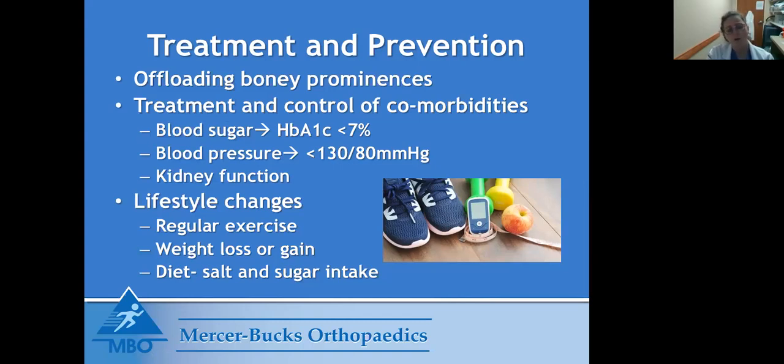Lifestyle changes are also important in prevention as well as treatment. So exercise if directed by your doctor, weight loss or gain in cases when you have a malnourished patient, and diet are important. So monitoring your salt and your sugar intake is very important.